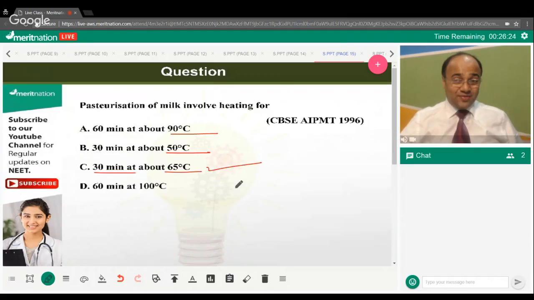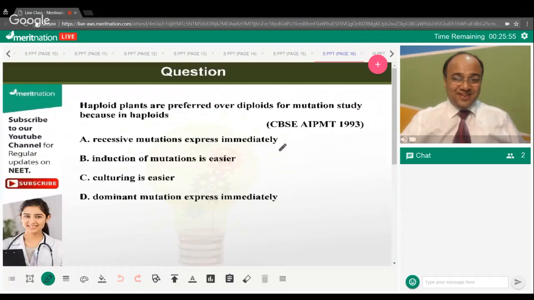So no one could get it correct for me. Okay. Well, the answer is this. Just check out the whole process of pasteurization. Right? Slight heating above 50 degrees Celsius of the milk and then immediately cooling it, giving a big temperature shock to all the bacteria in it and thus leading it to its demise, right? Okay, let's move ahead and let's see the next one. Yes, option C is correct. Okay, haploid plants are preferred over diploids for mutation studies. Why is it so?